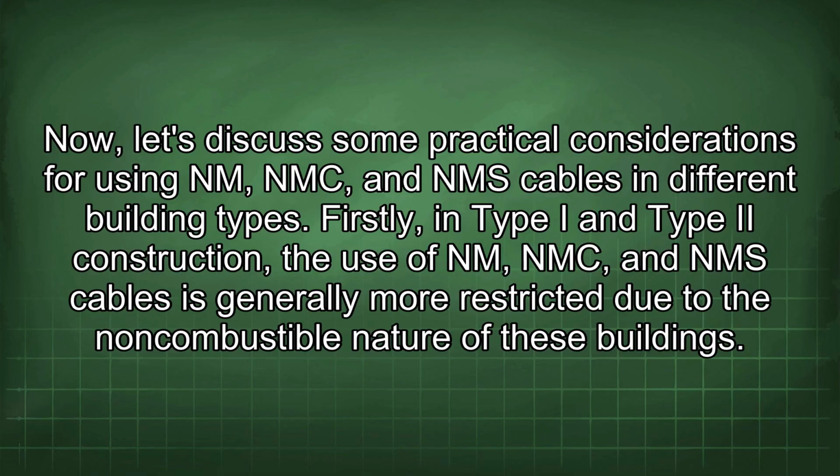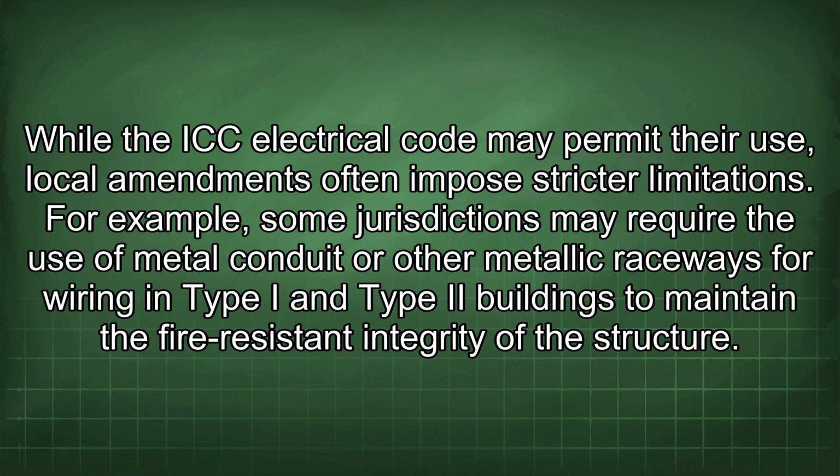Firstly, in Type I and Type II construction, the use of NM, NMC, and NMS cables is generally more restricted due to the non-combustible nature of these buildings. While the ICC electrical code may permit their use, local amendments often impose stricter limitations. For example, some jurisdictions may require the use of metal conduit or other metallic raceways for wiring in Type I and Type II buildings to maintain the fire-resistant integrity of the structure.